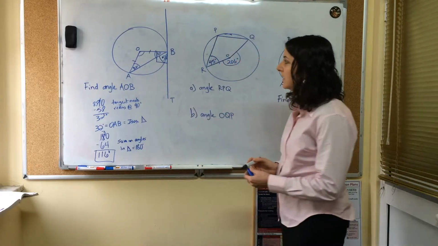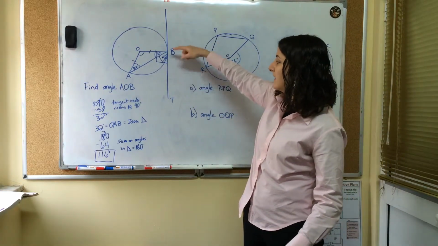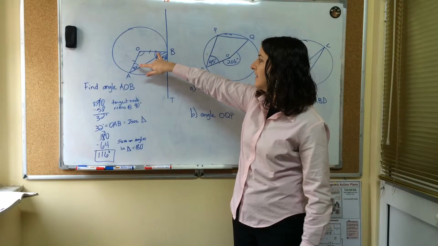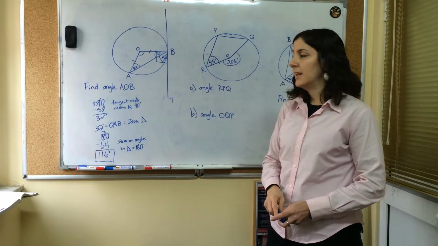So there we go. So we have used a few different principles here. We used a tangent meets the radius at 90 degrees. We used an isosceles triangle, and then we used the sum of the angles in a triangle is 180.